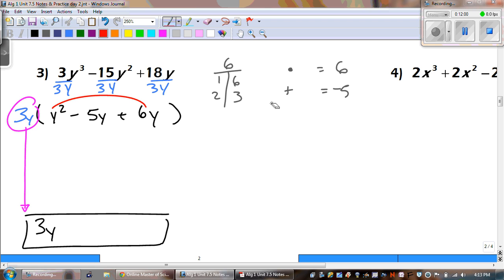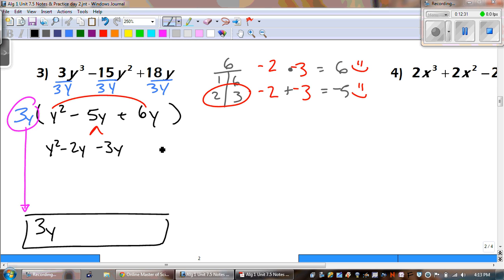So another way to do that, what about 2 and 3? Well, 2 times 3 works here, but 2 plus 3 doesn't work there. What happens if we change them both to negatives? Does that work? Does it work for both scenarios? You bet it does. So let's go ahead and split the middle term to y squared minus 2y minus 3y plus 6.